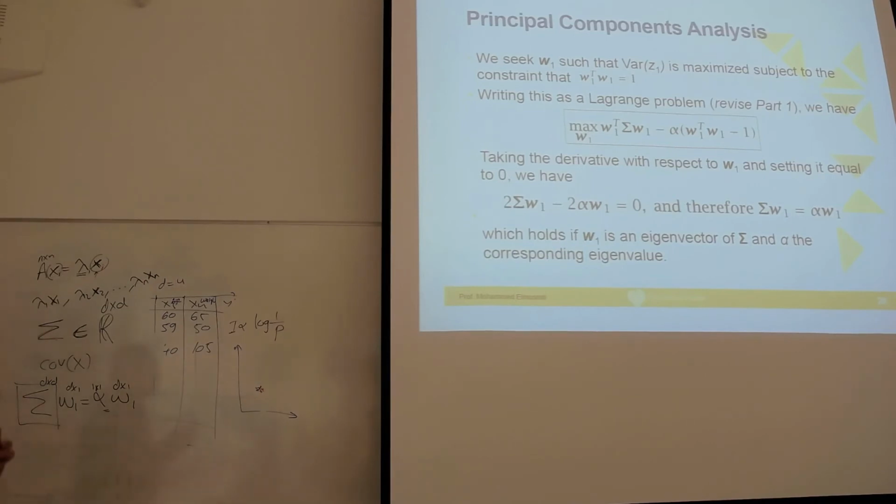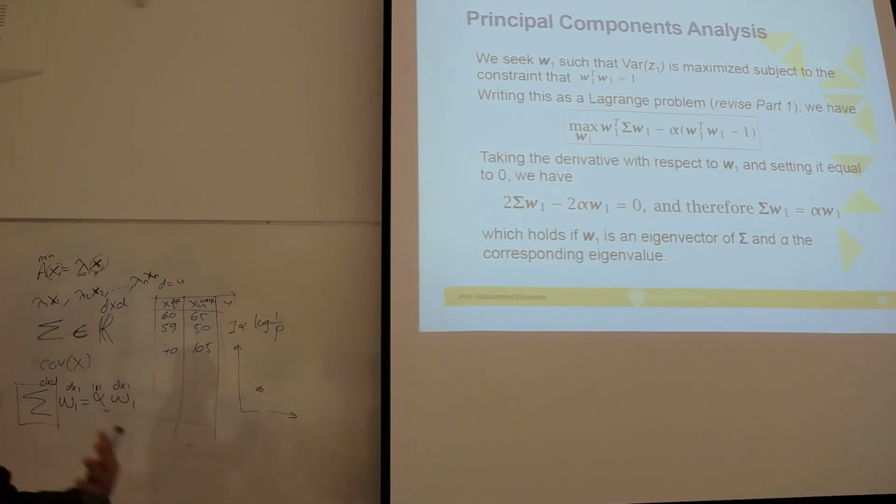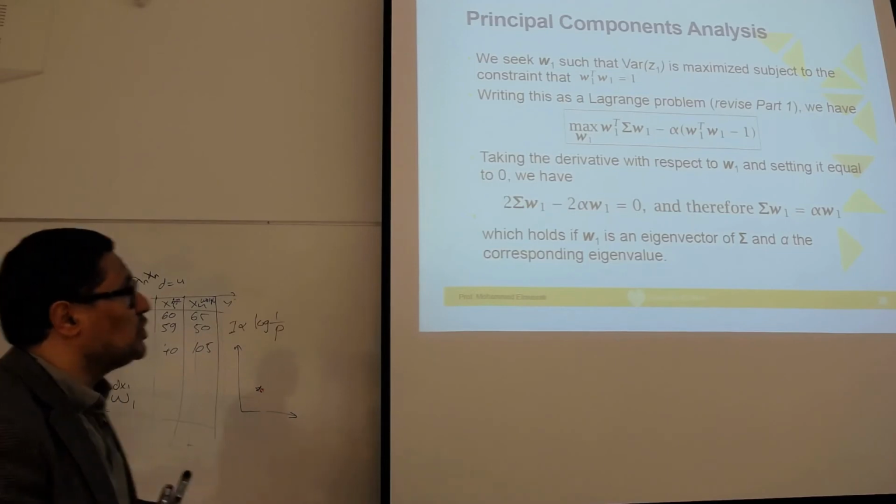Okay, so this is very general in linear algebra. For any matrix multiplied by a vector, if it gives a scalar multiplied by the same vector, then this alpha is the eigenvalue and this W1 is the eigenvector. So this is a very important result, that W1 should be an eigenvector of the covariance matrix Z. But which one? Because as I said, if you have an n-dimensional matrix, in this case we have a d-dimensional matrix, so we have d different eigenvectors. Which one of them should we select?